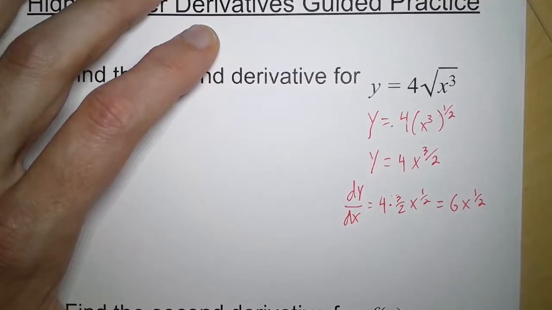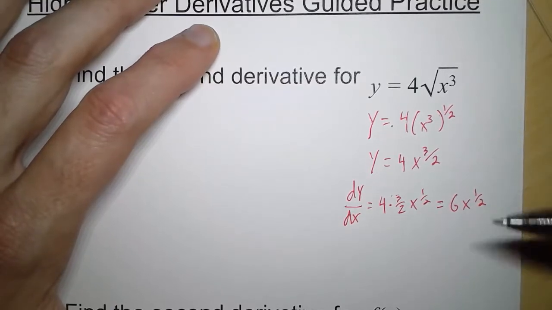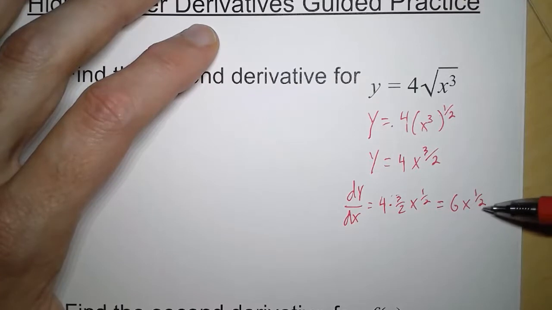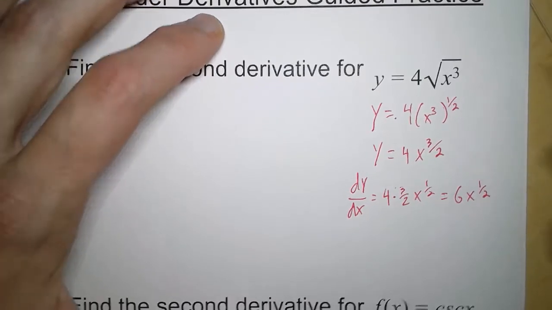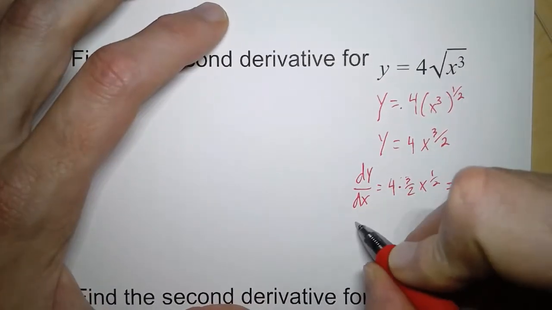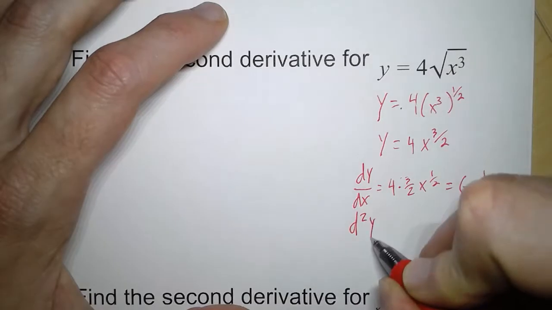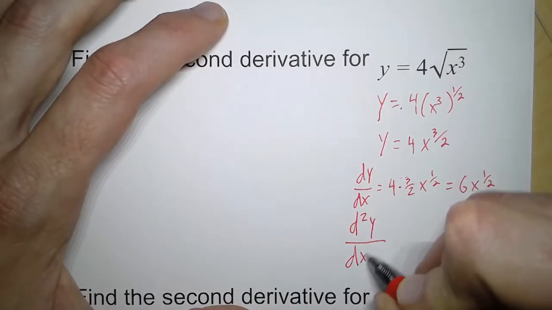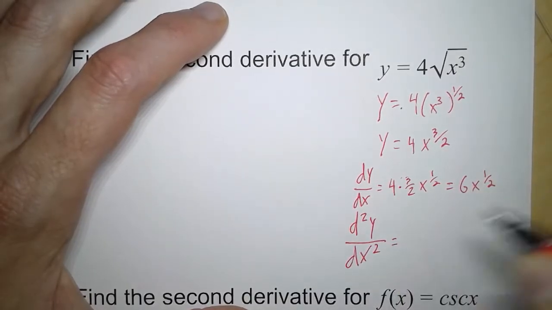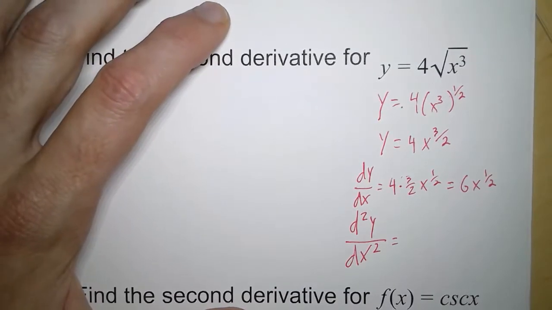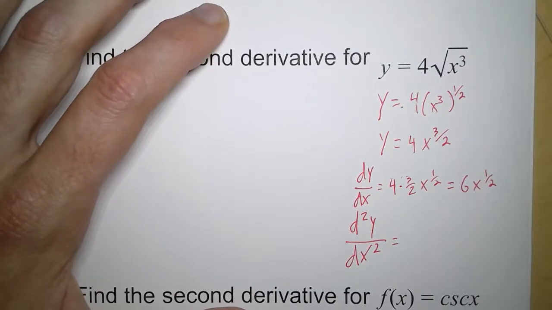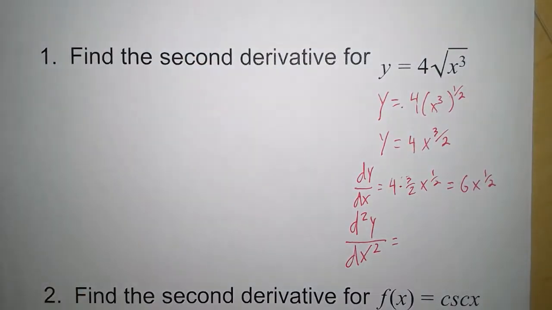Now to find the second derivative, what we do is we take the derivative of the first derivative. And the way we write that is d²y over dx squared, like that. A little awkward in the terminology, but this is how we write the second derivative when we have x and y.